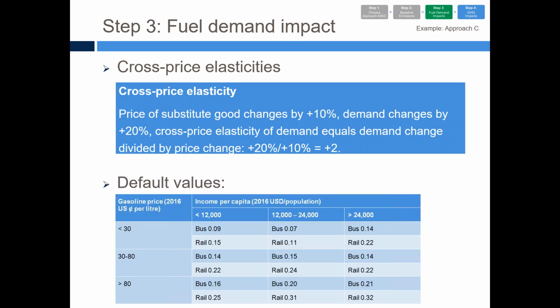Also, for the cross-price elasticities, default values are provided in the assessment guides. Again, I want to highlight that these are default values and they are uncertain. You can see that we distinguish elasticities for bus systems and for rail systems. But the rest of the concept is similar to the table you have seen before for approach A. So you need the gasoline price and you need the income per capita.